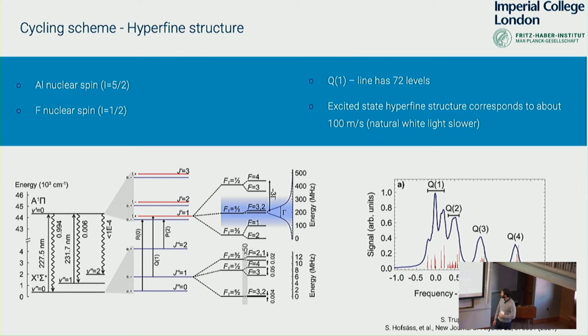If you scan over your Q branch, you can see that it's partially resolved on the Q1, which is this line here. And when you go to higher Q lines, the hyperfine structure collapses. A nice thing about this is, because we have a strong transition with a large hyperfine structure in the excited state, we have a natural white light slower. It corresponds to about 100 meters per second. So we don't even need to add sidebands. Ground state is not resolved. No sidebands needed either.